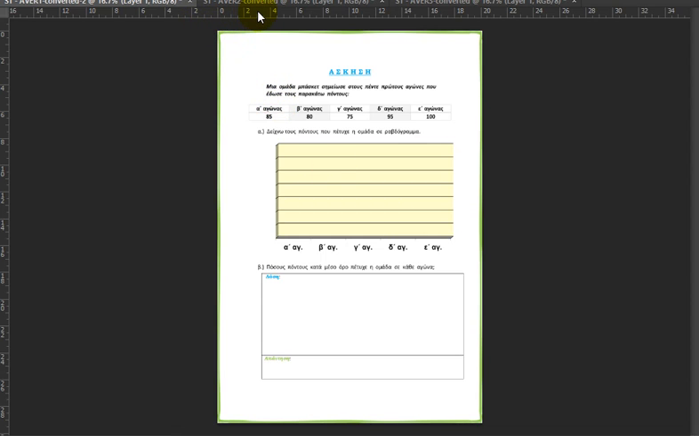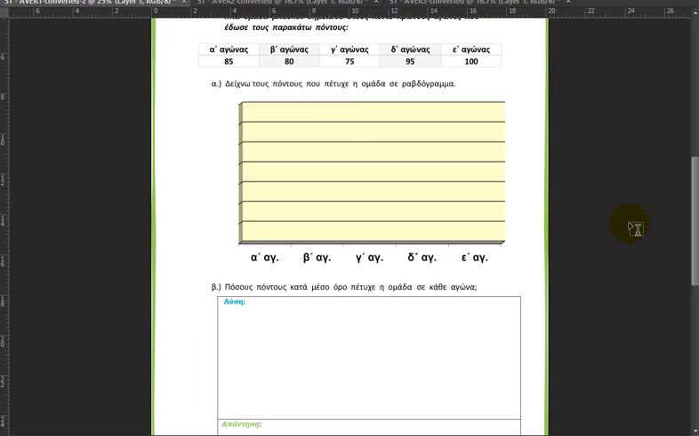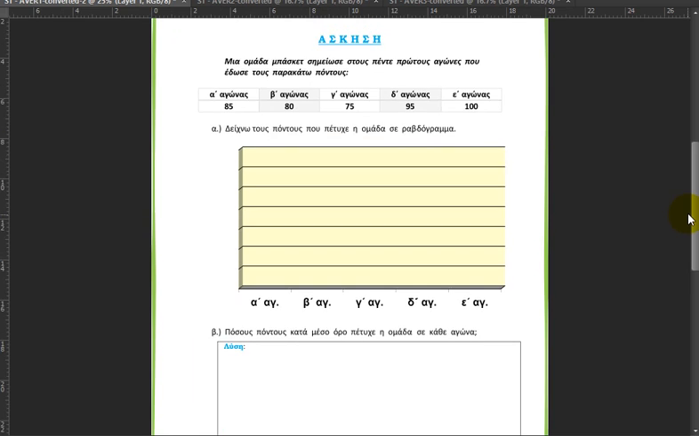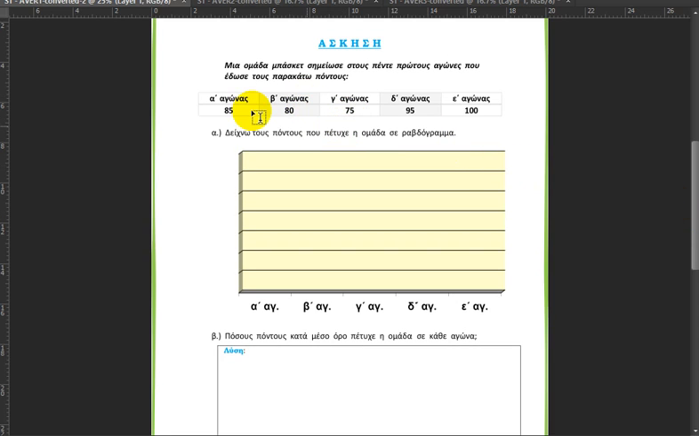Okay, so the first part of this worksheet was a guide, basically theory. So here, let's go into actually solving the exercise. So we can see how many points a basketball team scored over a certain amount of games, over 5 games. Okay, so 85, 80, 75, 95, and 100. And I want to show those points on a bar chart.